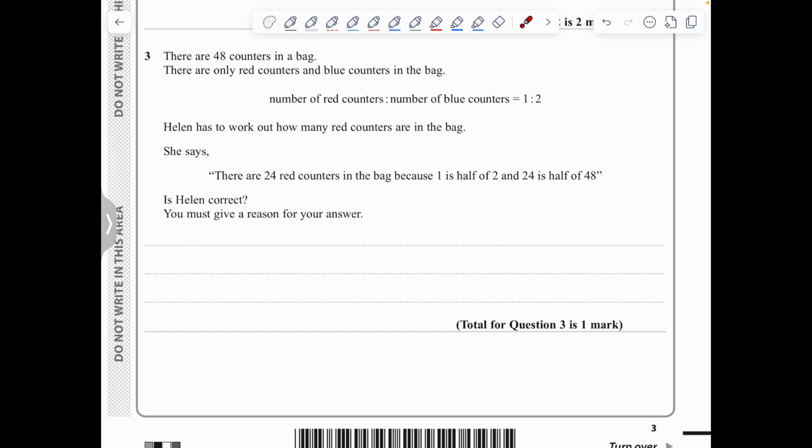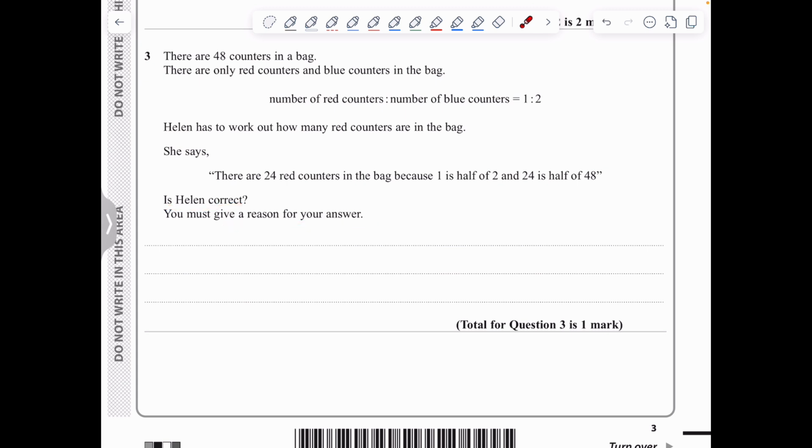In question 3, we're told that we had 48 counters in a bag. Now the bag contained only red and blue counters in the ratio of 1 to 2. So red counters to blue counters is 1 to 2. And Helen has to work out how many red counters are in the bag. Now Helen says that there are 24 red counters in the bag because 1 is half of 2 and 24 is half of 48. And we need to say whether Helen is correct, giving a reason to justify our answer.